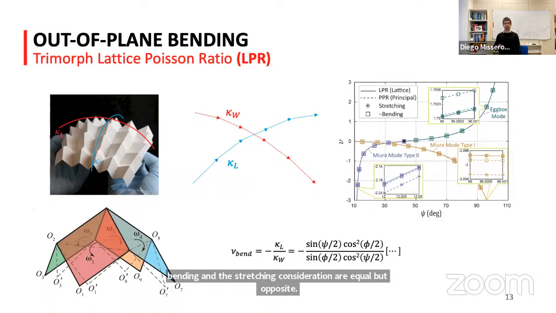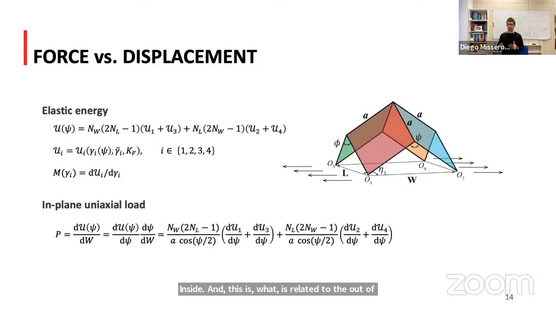Since in the experiments, we see later the experimental setup that we developed, we also monitor and measure the load applied to the tessellation during the folding and the unfolding process. We also wanted to try to derive an approximate formula for the load. To do that, we write down the elastic energy stored in the tessellation. As you can see here, we imagine that all the stored energy is in the creases. As you can see here, this U_i represents the stored energy in each of the creases.